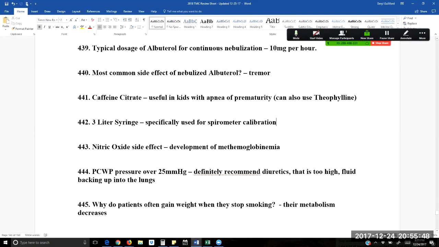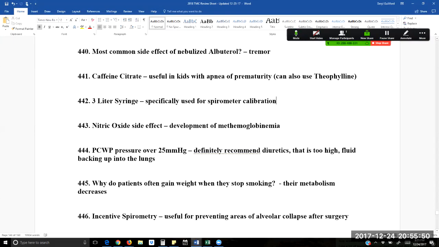Nitric oxide, a side effect is development of methemoglobinemia. We knew that nitrite poisoning causes methemoglobinemia, but also nitric oxide administration to your patient can cause it. So that is a known toxic side effect.